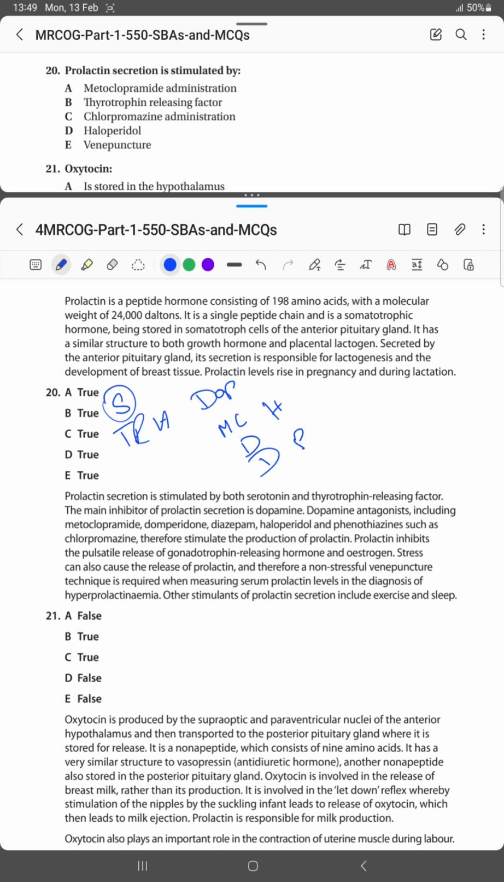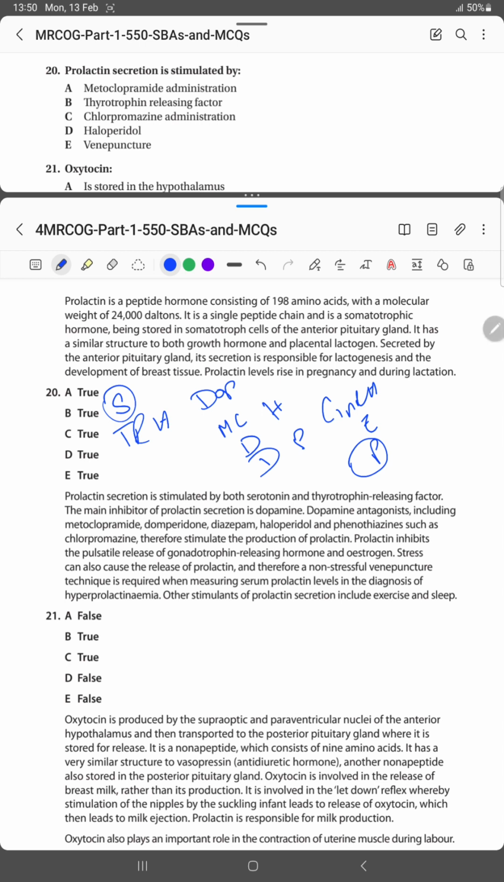Prolactin inhibits the pulsatile release of gonadotropin releasing hormone and estrogen. Stress can also cause the release of prolactin, and therefore a non-stressful venipuncture technique is required when measuring serum prolactin level in the diagnosis of hyperprolactinemia. Other stimulants of prolactin secretion include exercise as well as sleep. Now let's move to our options.